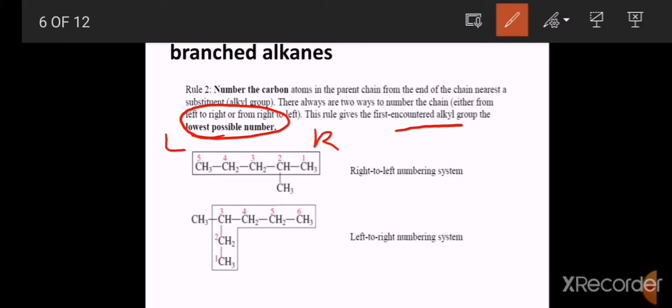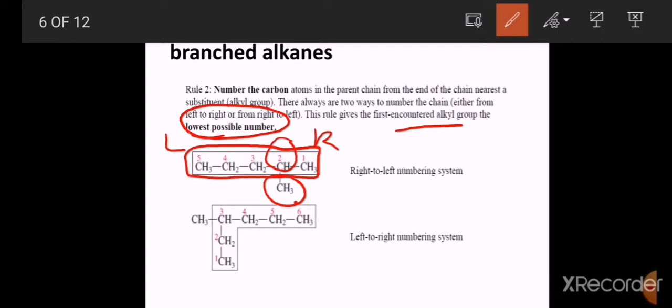So that ang first encountered substituent natin, ito yung substituent. Kasi kanina, yung longest chain ay parent chain. So, lahat ng carbon atom na hindi kasama sa parent chain, ang tawag natin ay substituent. If that substituent is composed of carbon atoms, it is known specifically as alkyl group. Okay, so ang numbering dito ay from right to left. So, the first encountered substituent will be attached on carbon number 2 sa parent chain.